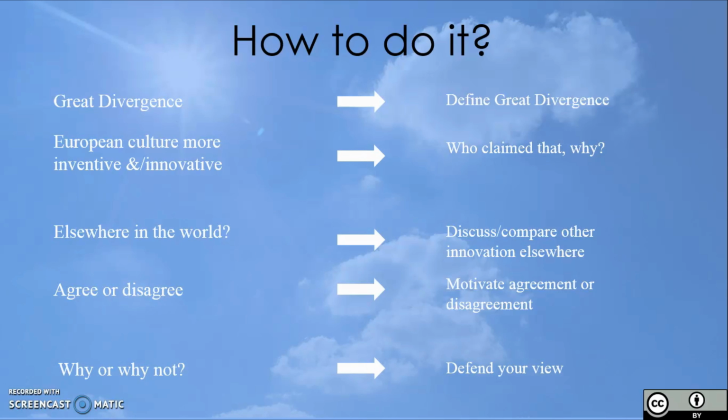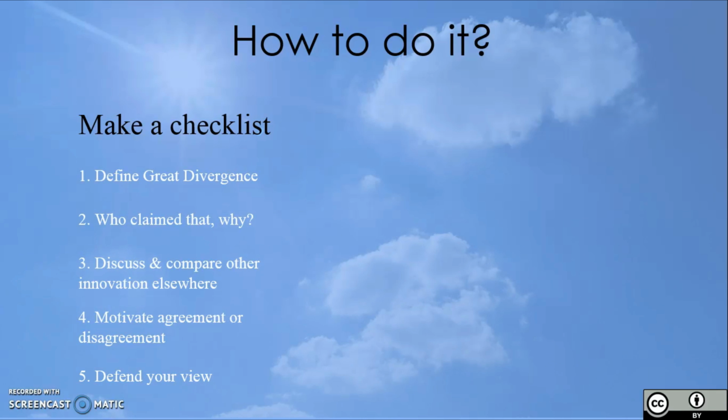Okay, so you take the question, you break it up into little sections, and then you work out instructions. Those on the right there are the things that we need to do to thoroughly answer this question. So this is our checklist. We're going to define great divergence, we're going to say who claimed it and why, we're going to discuss and compare European innovation with innovation elsewhere in the world, and then we're going to motivate our agreement or disagreement, and we're going to defend our view. Those last two points kind of combine into one. So there's really four to five main things that we need to do in this essay. So we went from one big question to a set of five smaller tasks that we need to do in order to answer this question thoroughly.